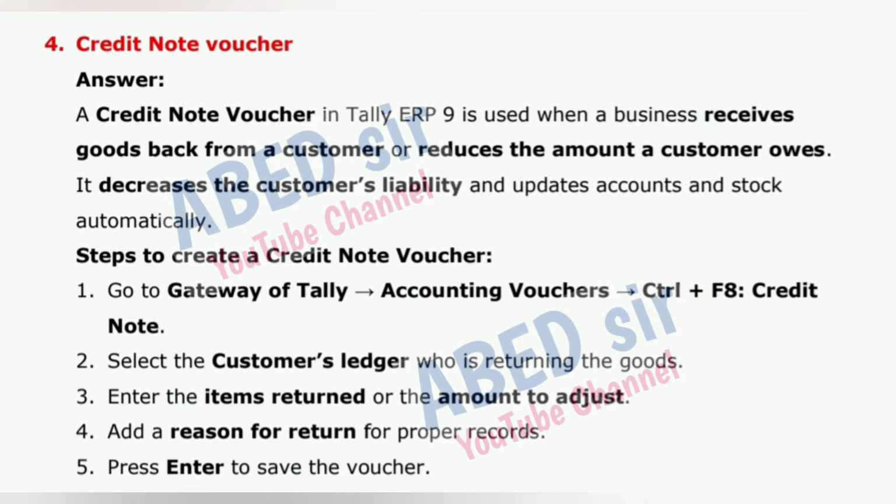1. Go to Gateway of Tally, Accounting Vouchers, Control plus F8, Credit Note. 2. Select the customer's ledger who is returning the goods. 3. Enter the items returned or the amount to adjust. 4. Add a reason for return for proper records. 5. Press Enter to save the voucher.